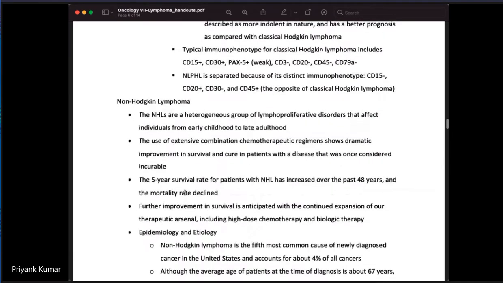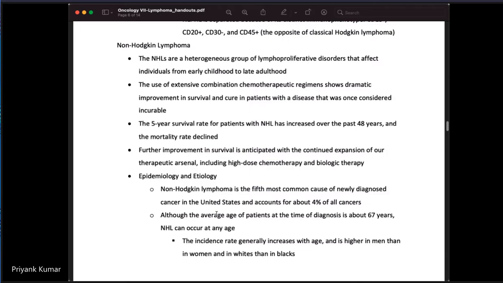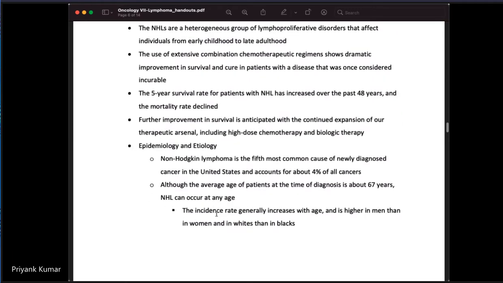Out of the two, Hodgkin lymphoma has the better survival rate, a 5-year survival rate of about 85%. For non-Hodgkin lymphoma, the survival rate has increased over the past 48 years, and the mortality has declined.